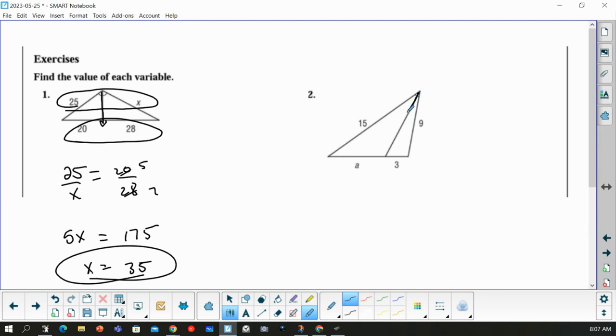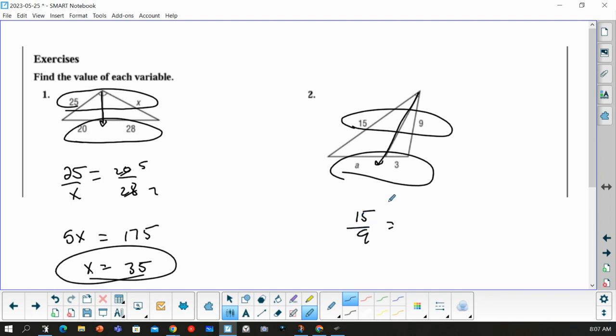All right, here it is again. There's that angle bisector. It's dividing this up. There's one fraction, there's the other fraction. 15 over 9, A over 3. Okay, 3 goes into both of these. 3 goes into 9 3 times, 3 goes into 15 5 times. That's nice. If there's a 3 down here, that A must be 5. Or you could cross multiply. 3 times 5, 15. 3A equals 15. You're going to get the same thing.